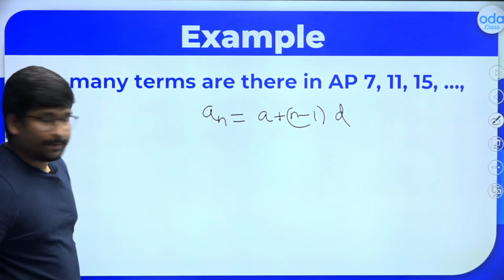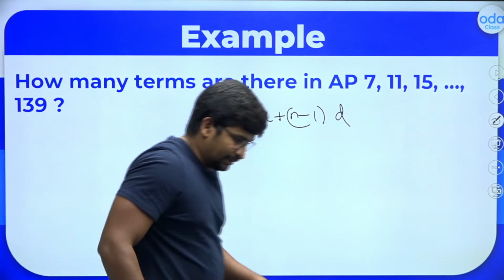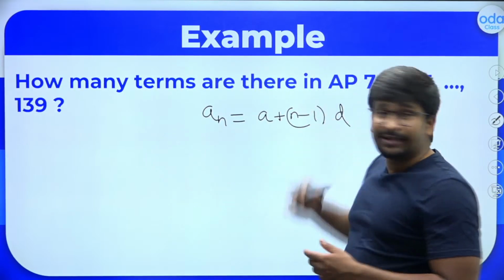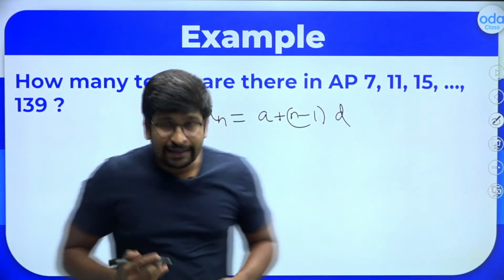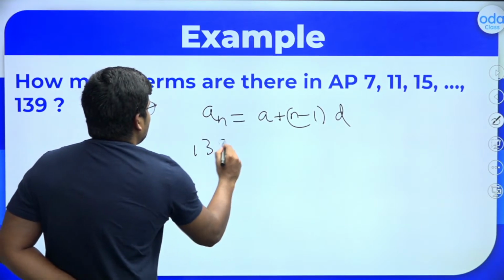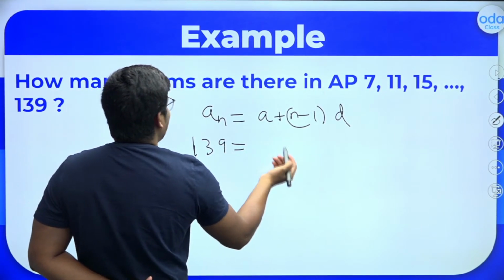nth term is a plus n minus 1 into d. What is nth term here? Because the last term here is 139, correct? The last term here is 139. You will put, for 139, what is n value? That is what is asked.